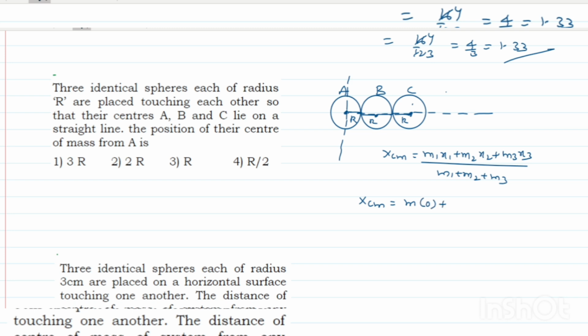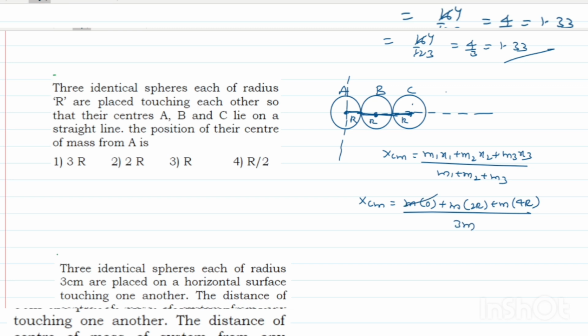You are calculating from the center of mass of particle A, so if the center of mass coincides with the origin, its value will be 0. So m2, let us take it as m, x2 value, this center of mass is located at r distance, and the next, m, and the center of mass of the third is located at 3r... together 4r by total mass 3m.